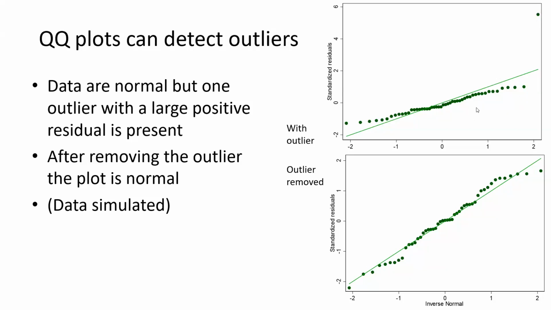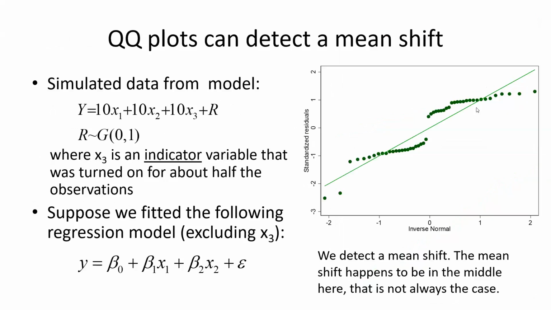Okay, that was one special case. Here we have another thing you can do with qqplots. You can detect mean shifts. By mean shift, I mean something like a regression like this. I have some x variables here, and one of them is an indicator. So x3 is an indicator that was turned on for about half the observations. That was exactly when the observations here, for this half, right?